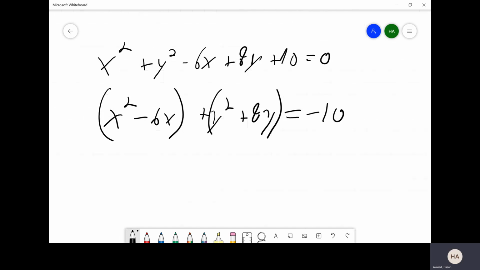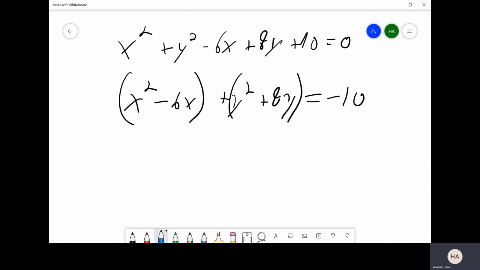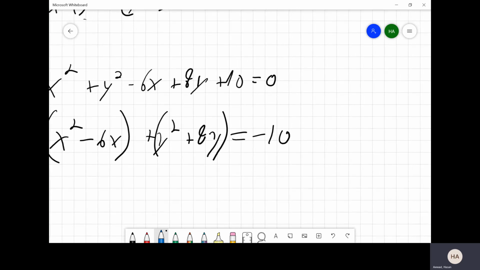Okay, so the way that we do this is, we have x squared minus 6x. Remember our tool: b over 2 squared. That is our tool to complete the square. I'm going to write the completing the square for my x's in blue, and the completing the square for my y's in green, just so it's a little easier to follow along with.